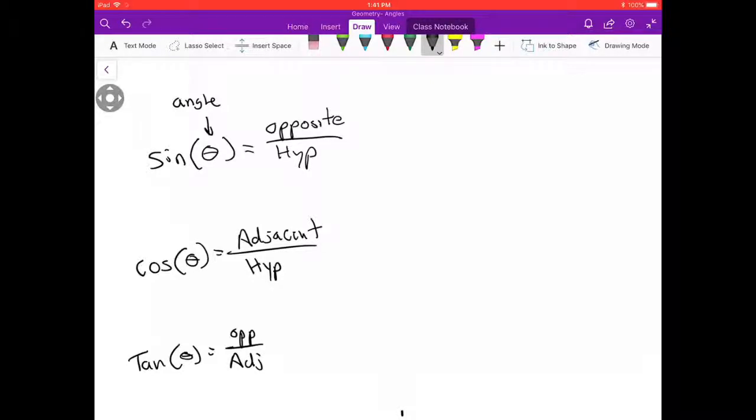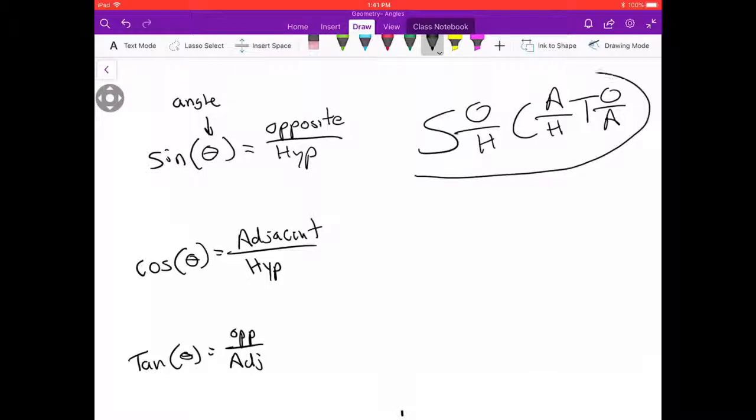Now, a helpful way to remember this is we call it SOHCAHTOA. So the sine is the opposite over the hypotenuse, the cosine is the adjacent over the hypotenuse, and the tangent is the opposite over the adjacent. So we call this SOHCAHTOA. This is one helpful acronym that will help us remember and memorize our trigonometric ratios.